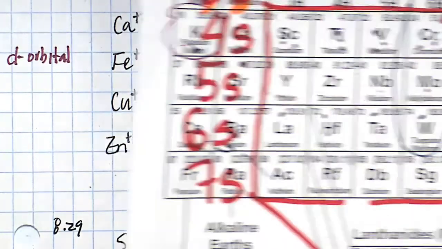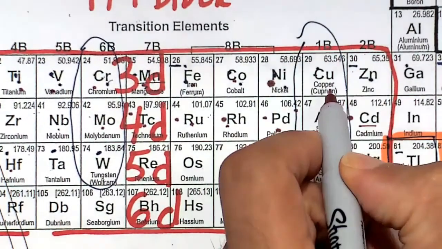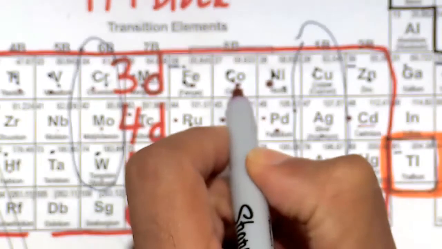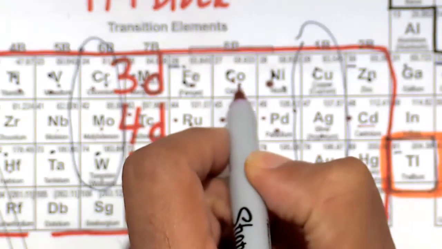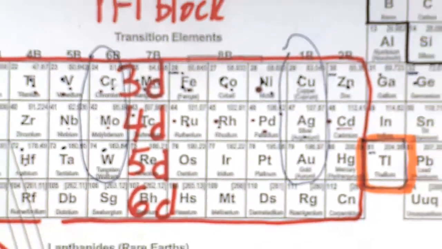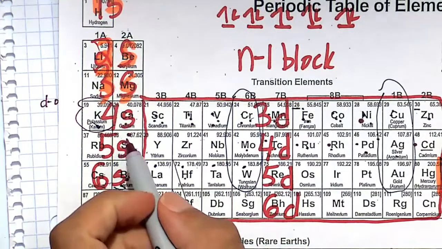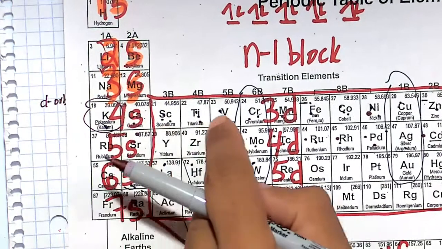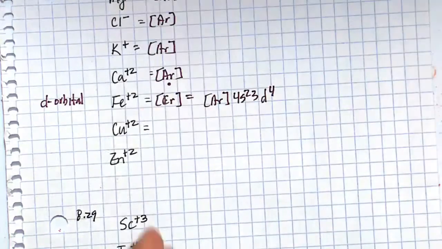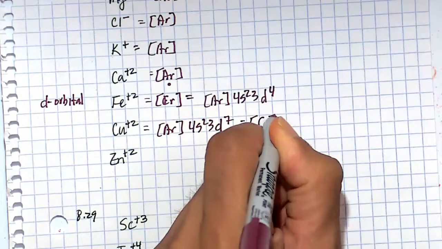Copper plus 2, again, the main point here is we're going to lose d first and then the s. So copper's right here, 29 electrons, and then losing 2, it's going to make it like cobalt. So what is the electron configuration of cobalt? The electron configuration of cobalt is going to be argon, 4s2, 3d1, 2, 3, 4, 5, 6, 7, 3d7. So argon, 4s2, 3d7.